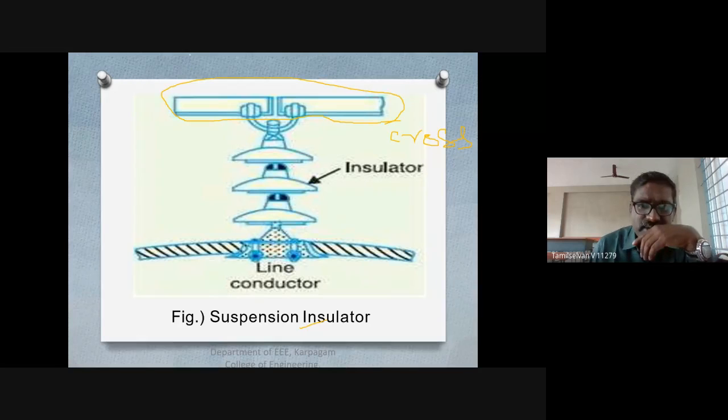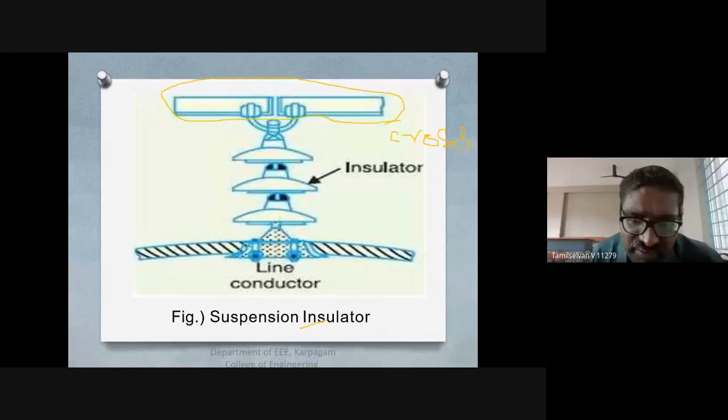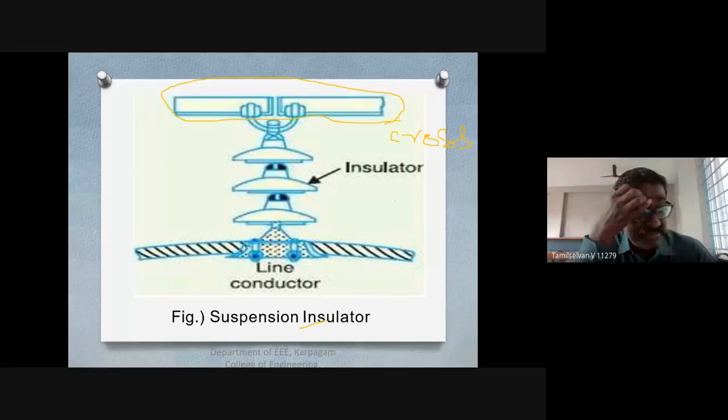Okay, fixed. So the unit clamp will be connecting the disc. Now it depends upon the voltage of the transmission line; the number of discs is going to be more. Where we are connecting our transmission line conductors is at the bottom of the disc, so it will be hanged, suspended.